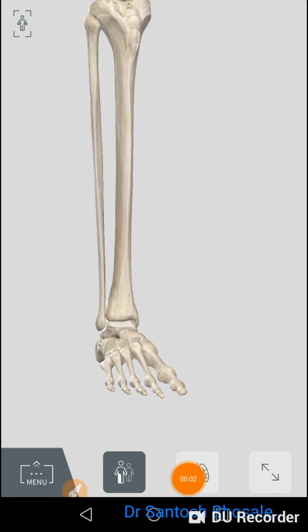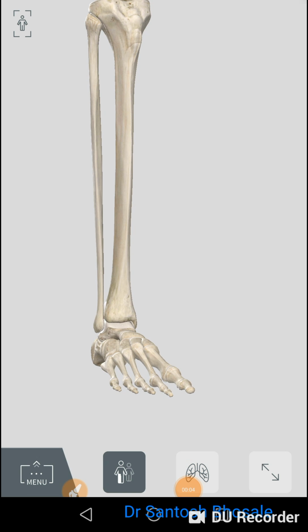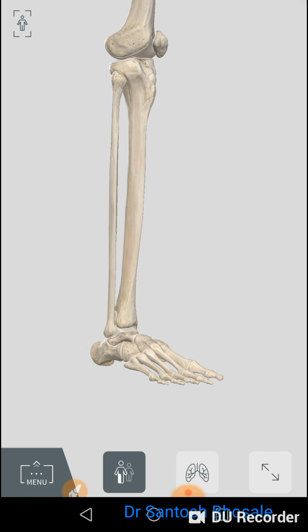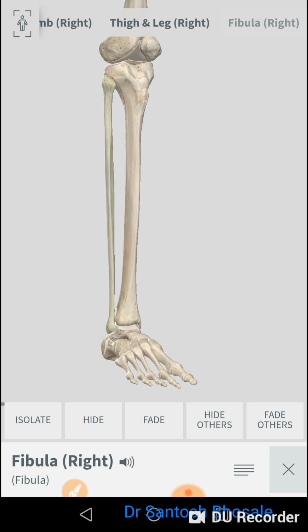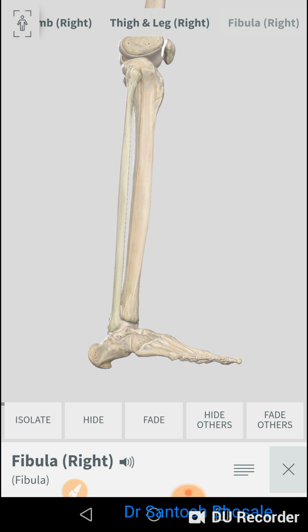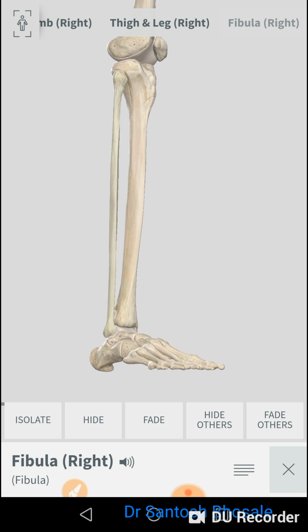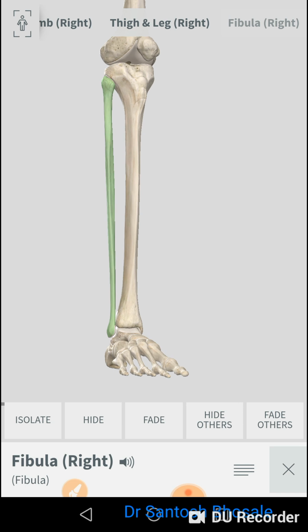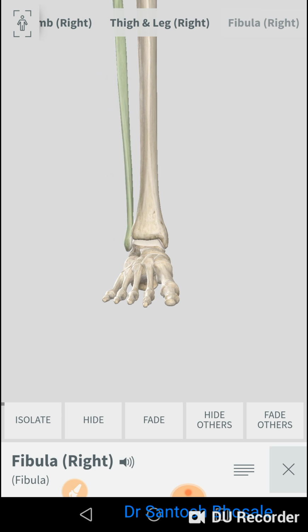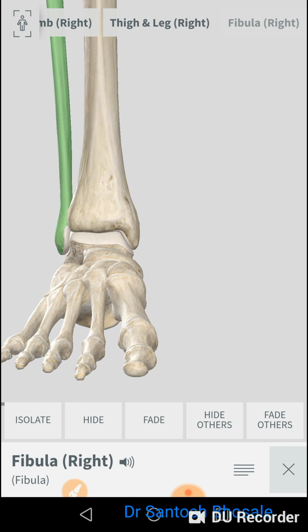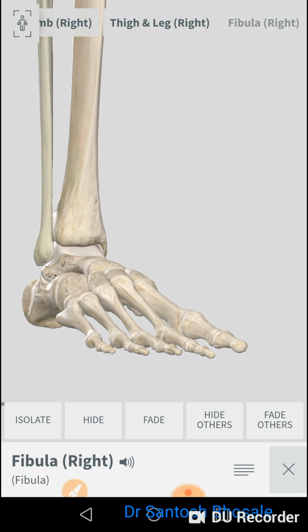Hi friends, now we will discuss the osteology of the fibula. As I already told you, the fibula is the medial bone of the leg. It is a post-axial bone and is similar to the ulna of the forearm. As you can see here, the fibula is not a part of the knee joint. It only forms part of the ankle joint, at the lower end of the fibula.